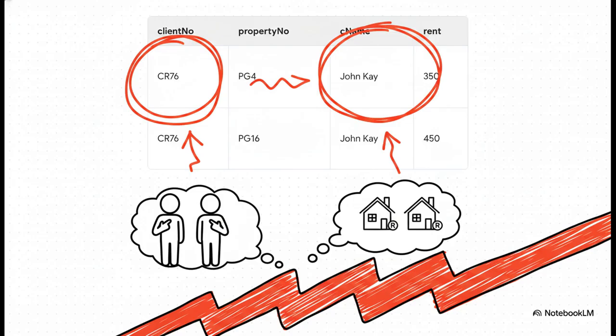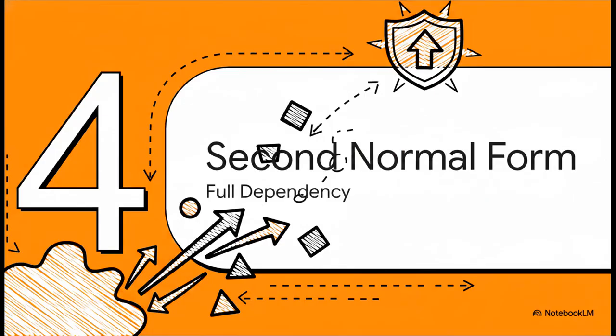But wow, there is still a ton of repetition. We're repeating the client's name and the property owner's name over and over and over again. So 1NF fixes the formatting, sure, but it still leaves us with a lot of scary data redundancy to solve. To solve that redundancy, we need to level up. Let's move to Section 4, second normal form, or 2NF.